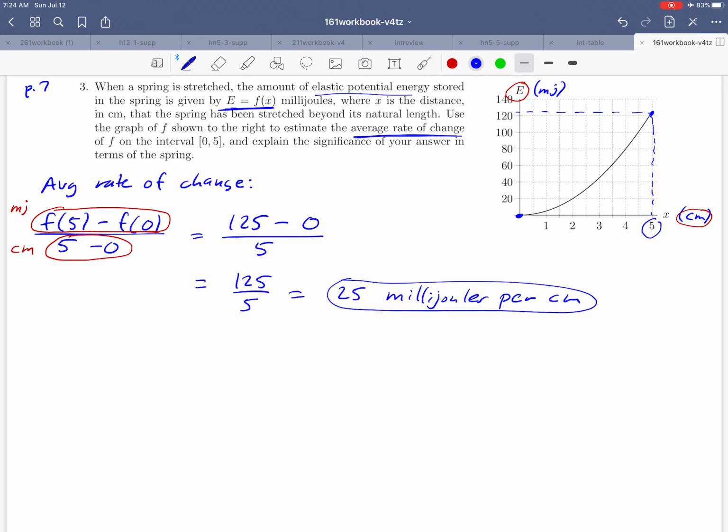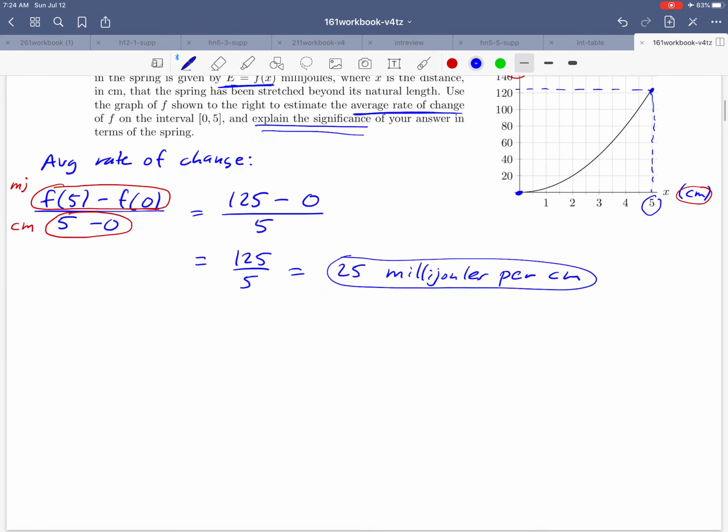Could we put that into a sentence? They ask us to explain the significance. That means we'd like to give a complete sentence explanation of what we just found here. And the units might help us to do that. 25 millijoules per centimeter is suggesting a rate of change, how fast the energy stored in the spring is changing relative to how far we've stretched it. So we might say something like this.